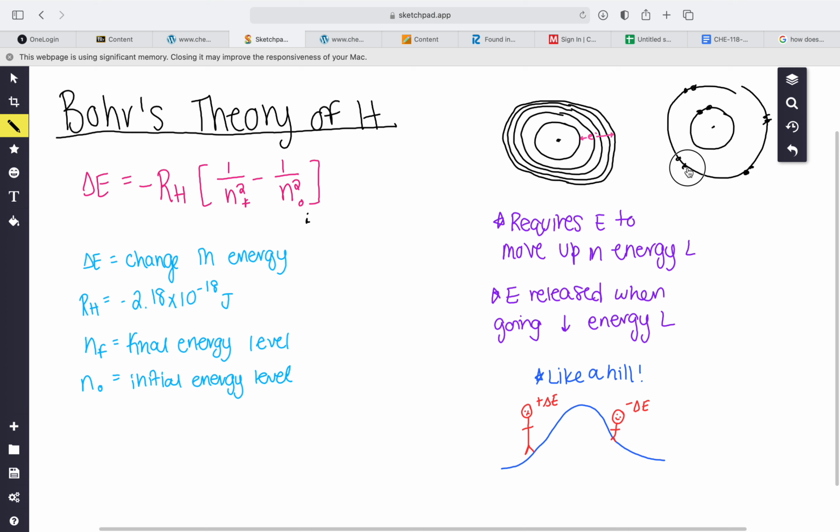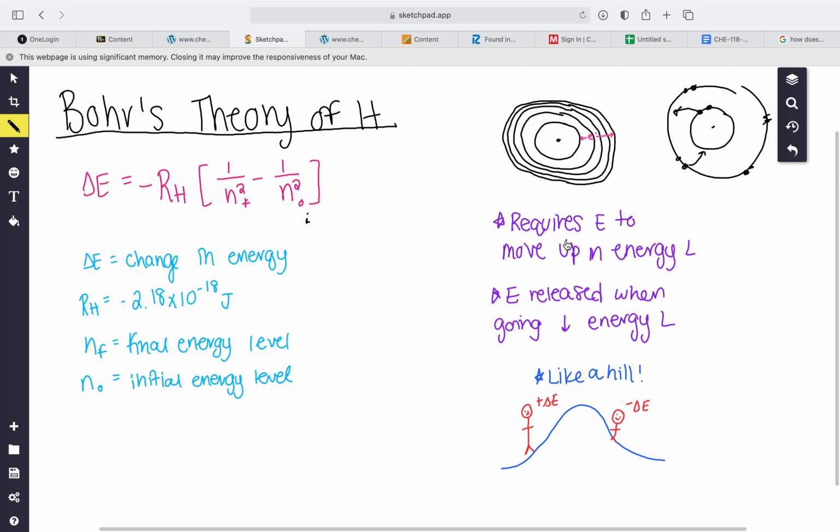But in this scenario, let's say we're moving this electron down here. Maybe we're moving this electron up. We're going to be calculating how much energy that takes, or how much energy is emitted when something like that happens, right? So here's a little picture of an electron. It can either go up a whole bunch of energy levels or it can go down energy levels, right?